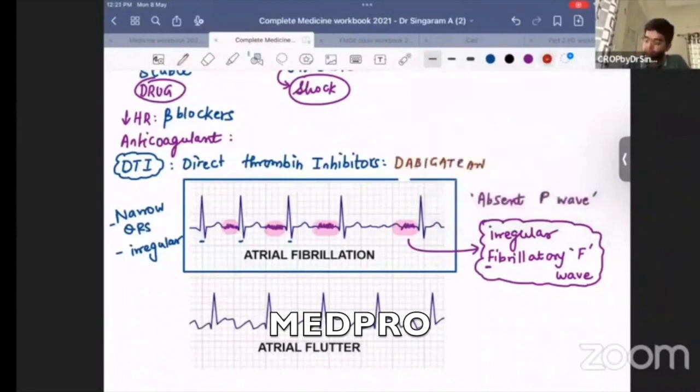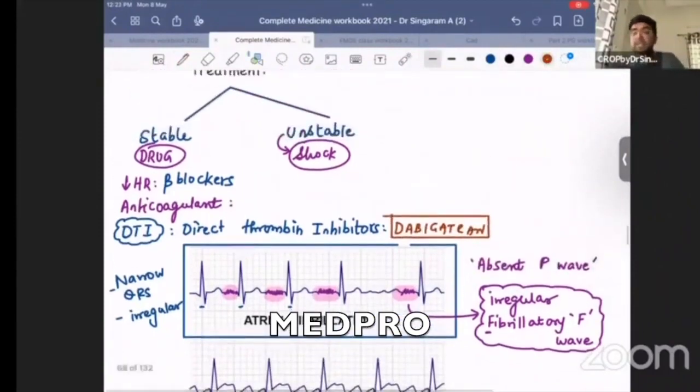This is a direct thrombin inhibitor used as anticoagulant treatment for a patient with atrial fibrillation in order to decrease the occurrence of thromboembolism. That's all. Are you able to follow this? So two things. One is beta blockers to control the heart rate. Second, direct thrombin inhibitors to decrease the occurrence of clot formation. I hope you're able to follow this.